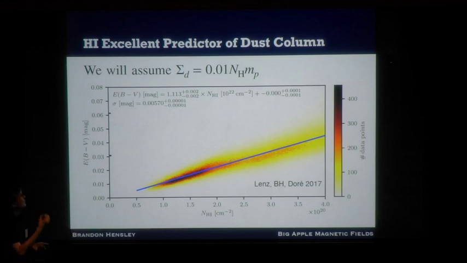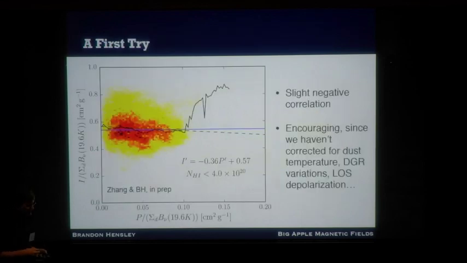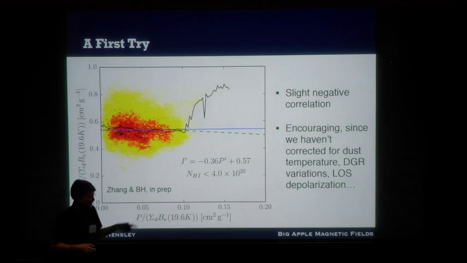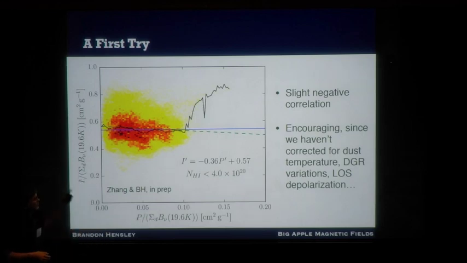Okay, so from here on out, I'm going to replace my dust surface densities with something that's proportional to the hydrogen column. So first thing you do is you just try it. I have Planck maps of dust intensity and dust polarization at 353 gigahertz, 850 microns. I have my HI map, so I can compute this. I'll just assume everything is a constant temperature and just plot I versus P.